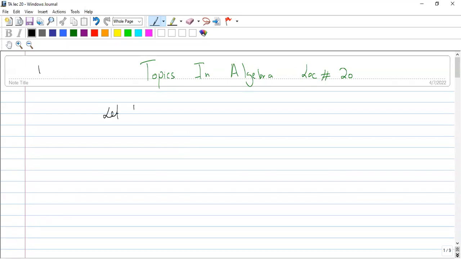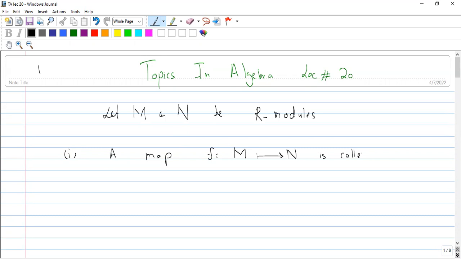So let M and N be R modules. Here we are assuming that both M and N are modules over the same ring R. A map F from M to N is called an R module homomorphism.